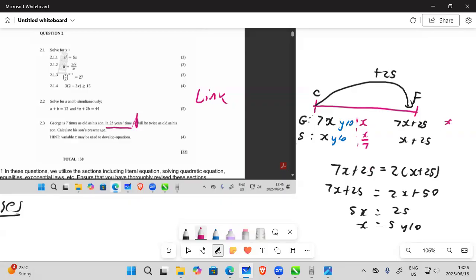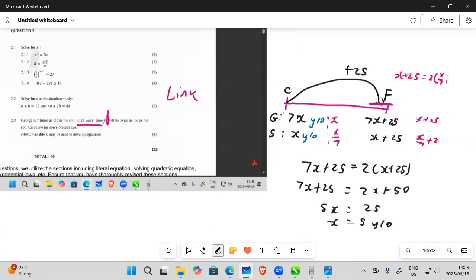So now this here will become x plus 25, and this here will be x over 7 plus 25. These are numbers and not variables. So it'll be his current age plus 25. It'll be the son's current age, this is a number and not a variable, plus 25. And then I'll say, okay, in the future, George's future age will be 2 times his son's future age. And so now it'll be x plus 25 is equal to 2 times x over 7 plus 25. Right, can you see that? And then when you solve for this, you get x is equal to 35.